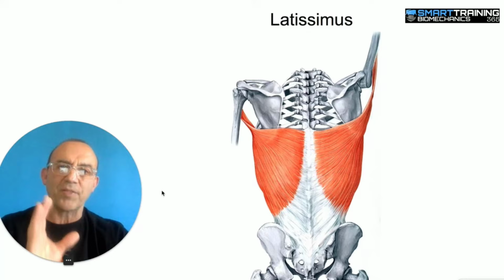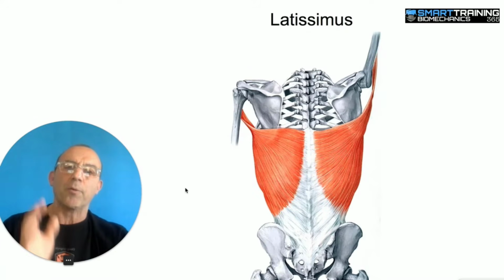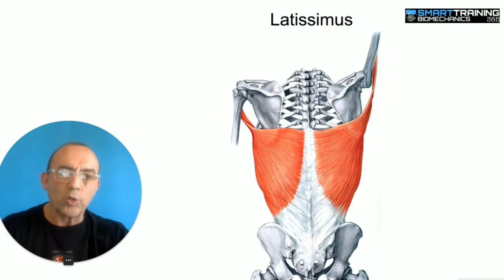So all of the latissimus fibers, the highest and the lowest, all participate in what would be considered some type of pull down or pull in, as I like to call it, inward toward the spine. They all participate, and they participate at different stages. The lowest fibers participate earliest. The highest fibers participate last.